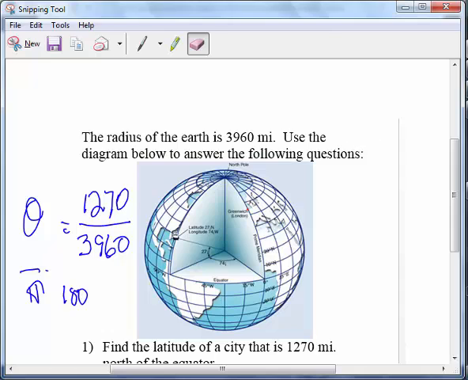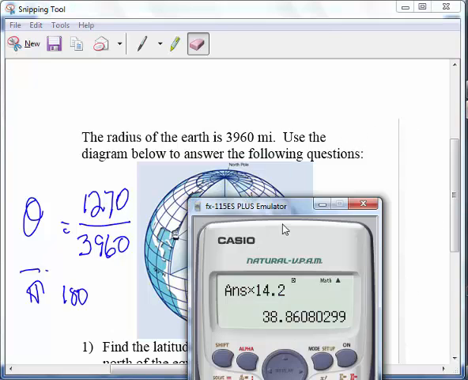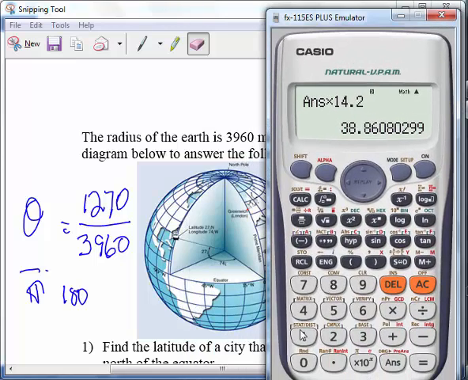So we'll take 1270 divided by 3960. That's the number of radians it is. Multiply that by 180 and divide it by pi, and we find it is about 18 degrees north latitude.